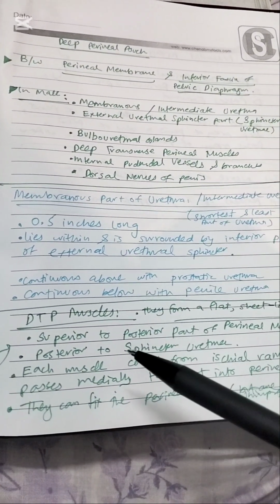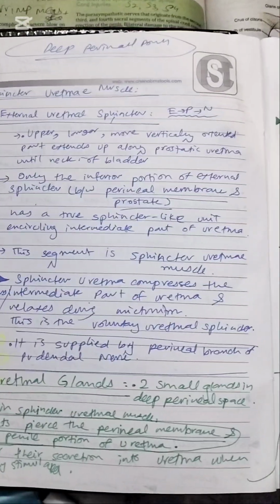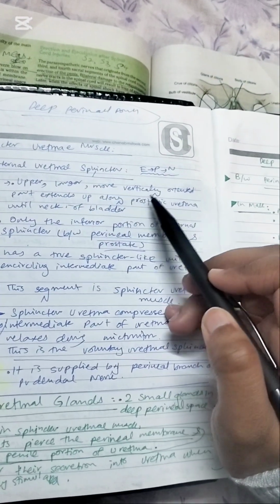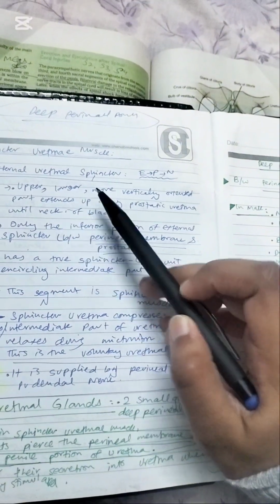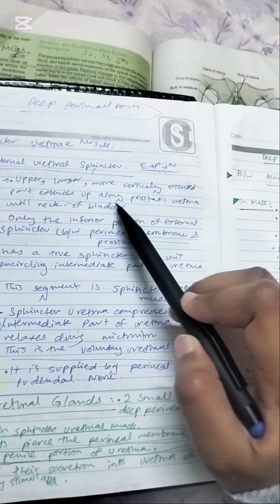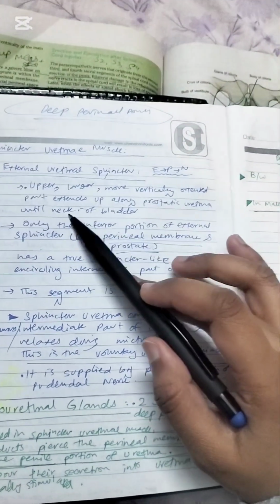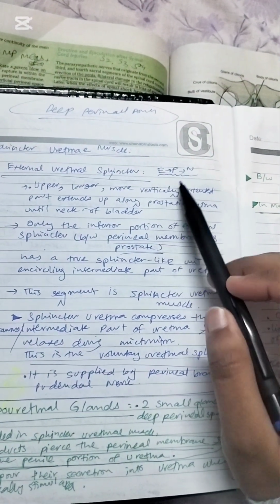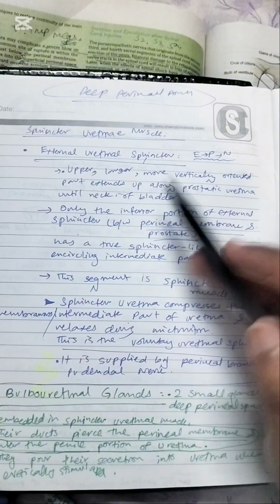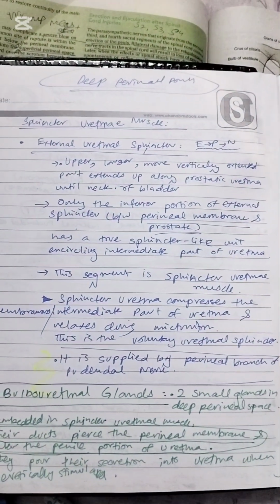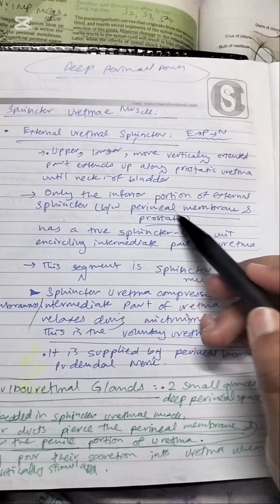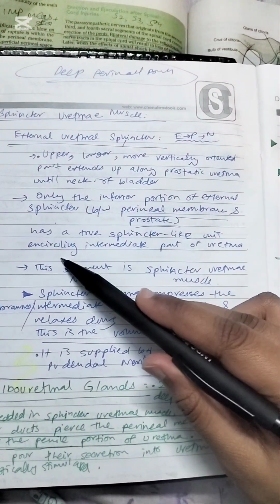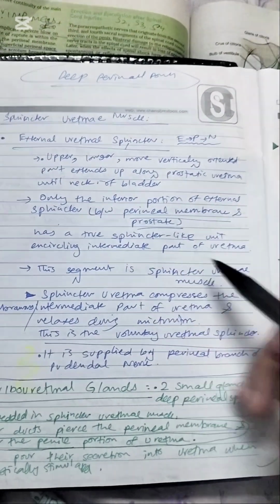Now let's talk about the sphincter urethrae muscles. When we talk about external urethral sphincter, it is the upper, larger, and more vertically oriented part, and external urethral sphincter is going to extend up along with the prostatic urethra and then until the neck of the bladder. Only the inferior portion of the external urethral sphincter, which is present between the perineal membrane and the prostate, has a true sphincter-like unit which is encircling the intermediate part of the urethra.